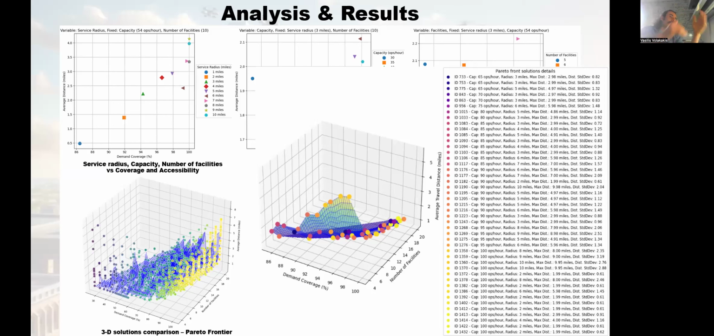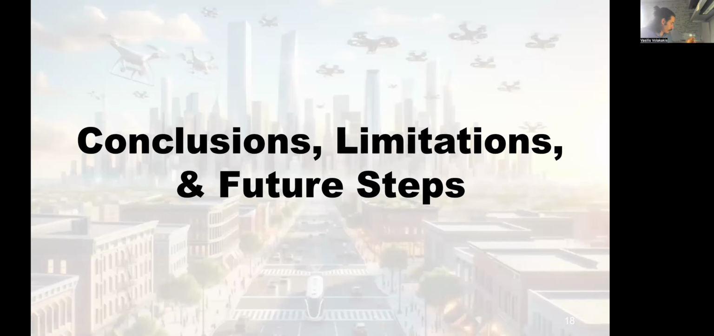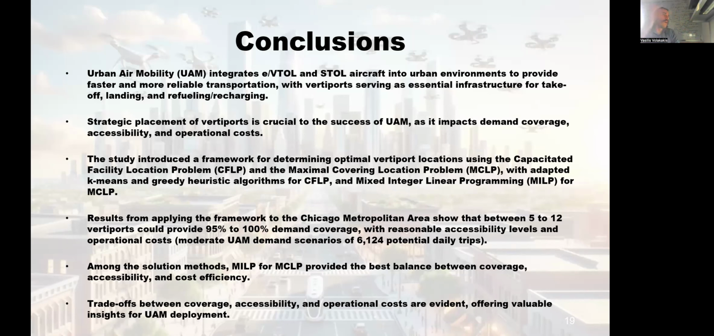So you see how the 3 dimensions change and what you can get in terms of coverage with less or more facilities, etc. So a few conclusions and limitations.